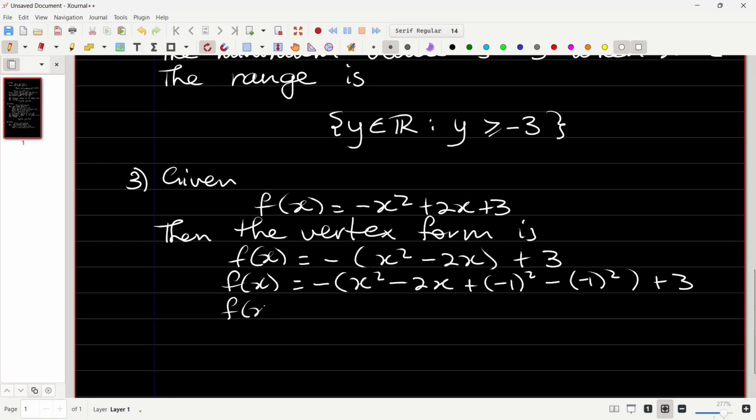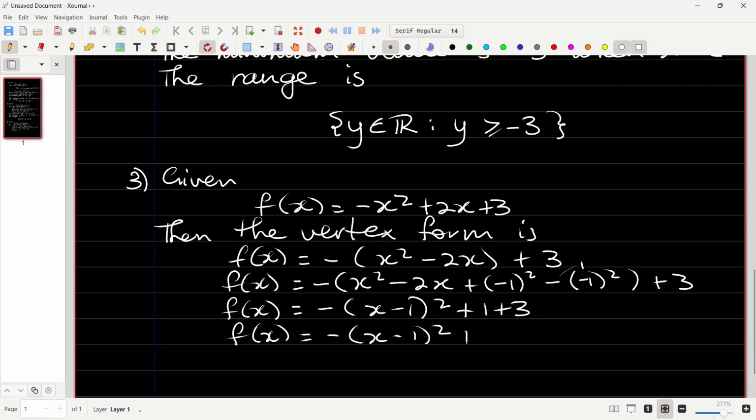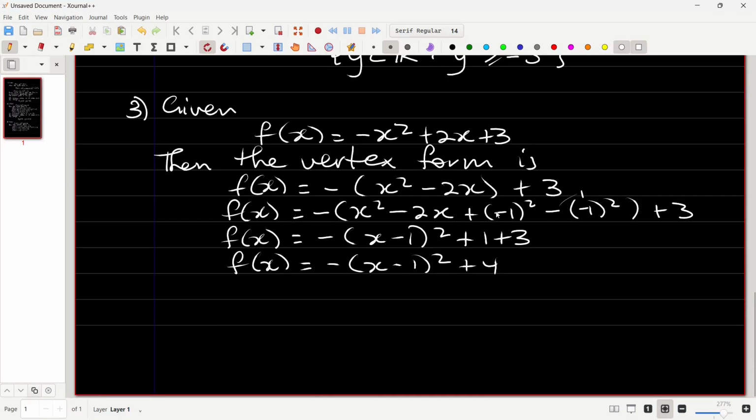We're going to use our perfect square, which is minus open bracket x minus 1 squared. And then we have negative 1 squared, which is just going to be 1. 1 by minus 1 out here is going to be minus 1. Then we have a minus 1 out in front, which is going to make it a positive 1. So we have positive 1 plus 3 over here. And then f of x would be equal to minus open bracket x minus 1 close bracket squared plus 4. And then we have, notice that it's a negative sign.